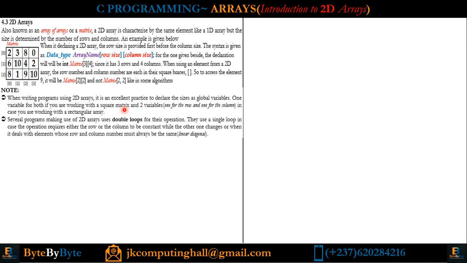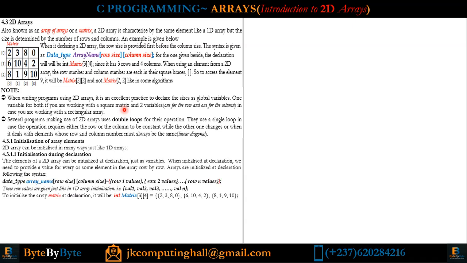They use a single loop in case the operation requires either the row or the column to be constant while the other one changes. That is, you are working only on a particular row or a particular column. In that case, it is only one loop while the other one will remain constant. That is, a particular value will be attributed to it. We are going to look at that. Or when it deals with elements whose row and column number must always be the same. That is the linear diagonal.